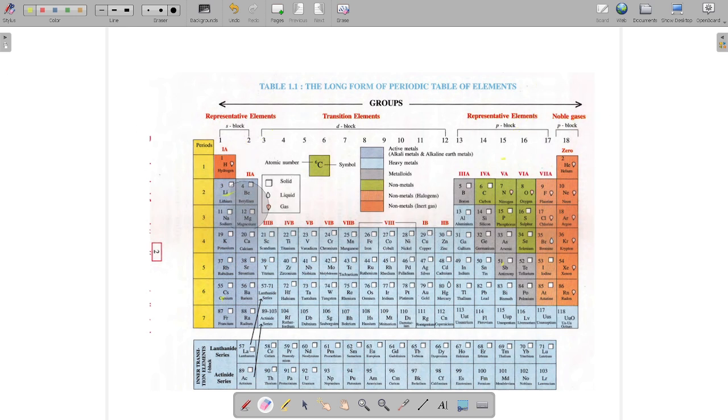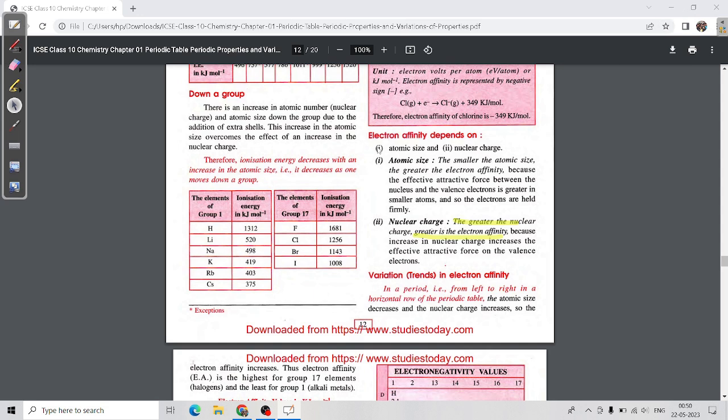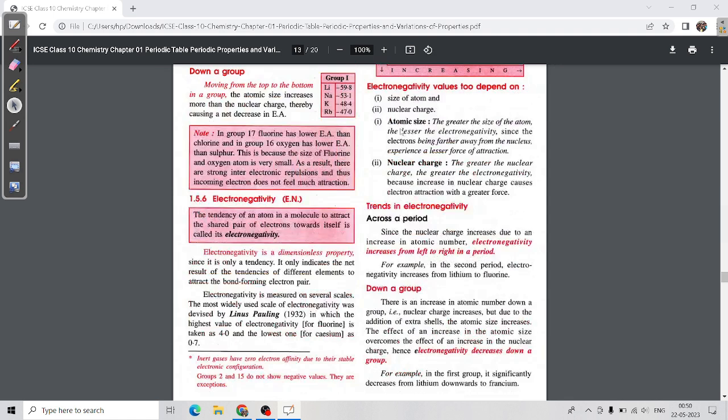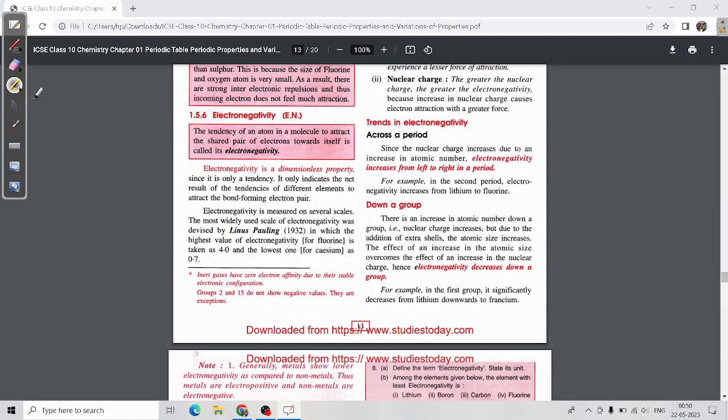Okay, so we will move to the next topic, electronegativity. Now I will underline the main points first here in this definition, that first, electronegativity is a dimensionless property. Then this whole definition you have to remember by logic.